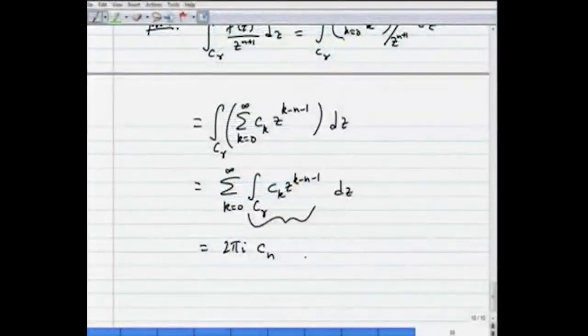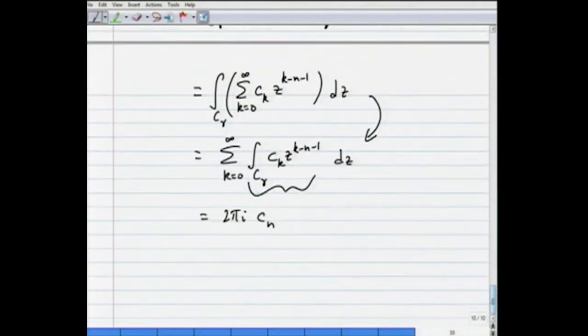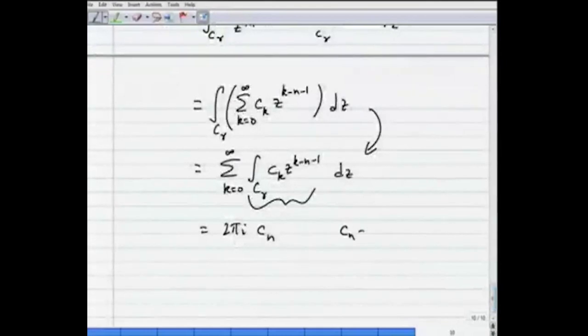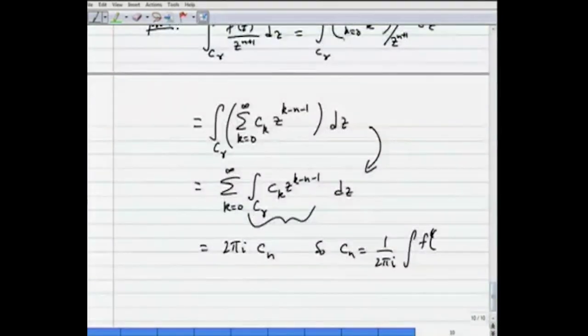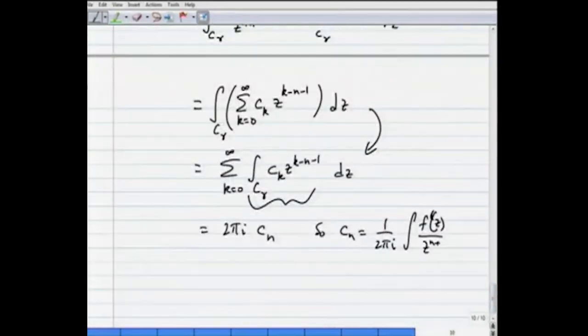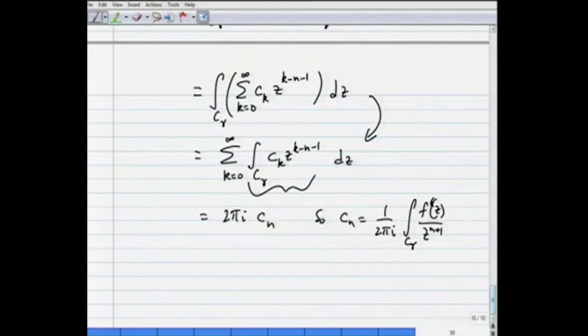Okay. So, this is 2 pi i times c_n, and I should now justify how I can exchange the integration and summation. Okay. By the way, this tells me that c_n is equal to 1 by 2 pi i times the integration of f(z) divided by z to the power n plus 1 over the circle of radius r.